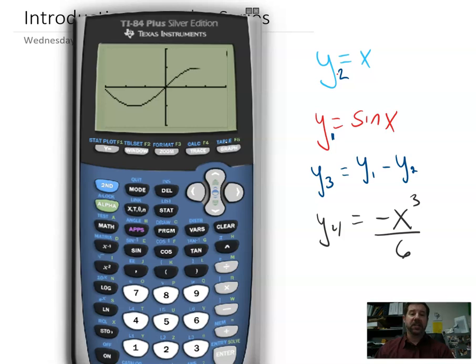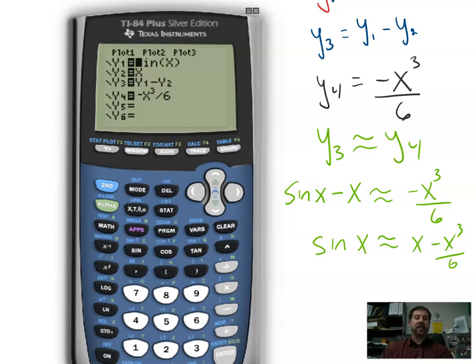All right, so now we got a new guess into y4, negative x cubed divided by 6, and here's our original function. Here is y equals x. Here is the difference between those two approximations. And then here is our y equals negative x cubed over 6. And so, hey, that is a lot better. That is pretty darn close to the original function.